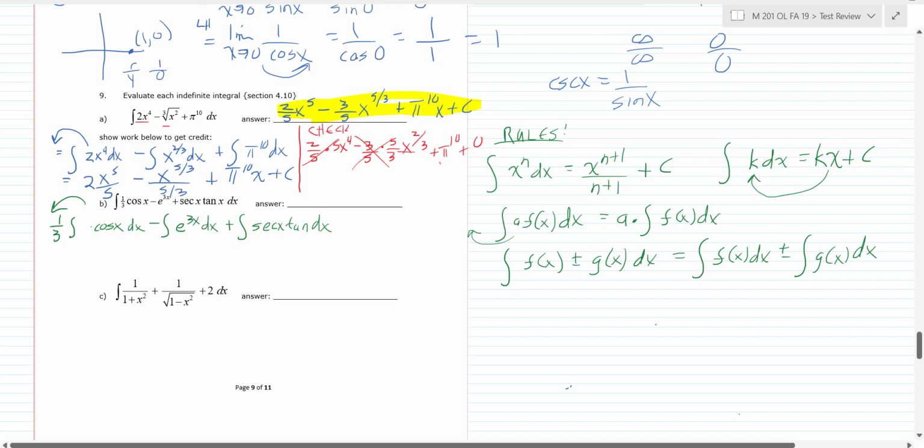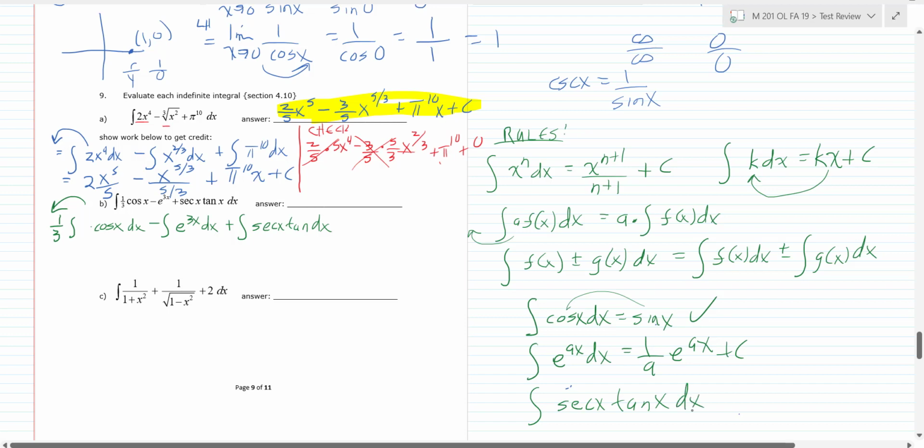Okay, so what are the rules that we have to know on this problem? The integral of cosine x dx is equal to sine x. Okay, and we know that because the derivative of sine x is cosine x. We also have the rule, the integral of e to the ax dx is 1 over a e to the ax plus c. And then the other one we have is secant x tangent x. Well, just think about what function did you learn to take a derivative of that gives secant tangent? Okay, well, that was secant x. Okay, so these are the 3 rules that we have.